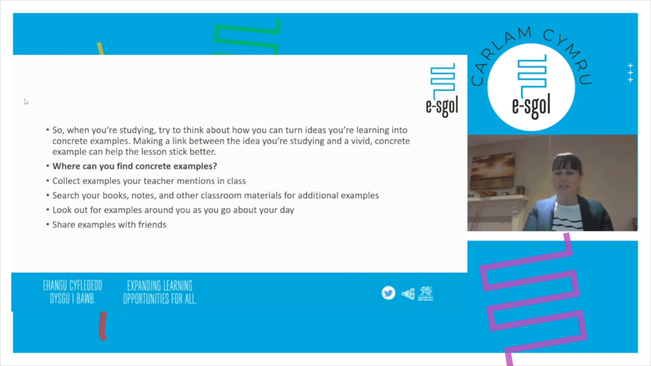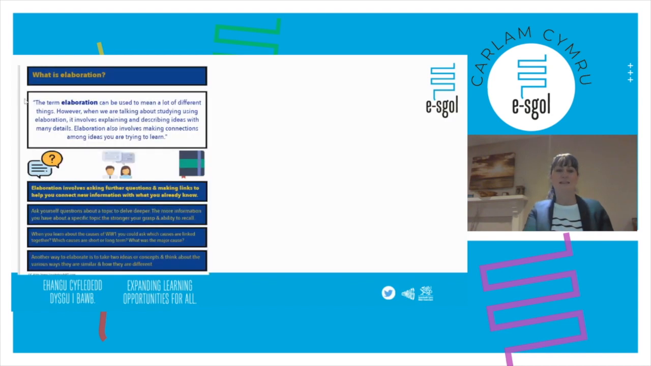So when you're studying, try to think about how you can turn ideas you're learning into concrete examples, making a link between the idea you're studying and a vivid concrete example, and that can really help the lesson to stick better in your brains. You can find concrete examples anywhere. It could be things that your teachers mention in class as examples to get you to understand. There might be things in your books or your notes or other classroom materials that you can use. And look for examples for yourselves as you go around your everyday and share these examples with friends.